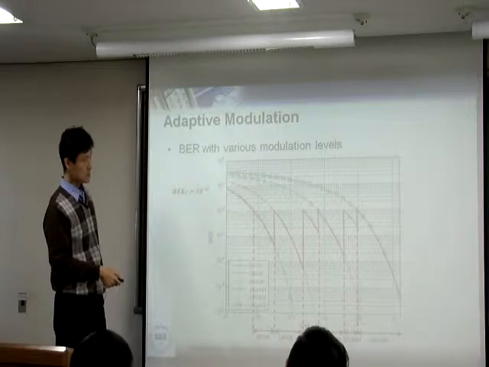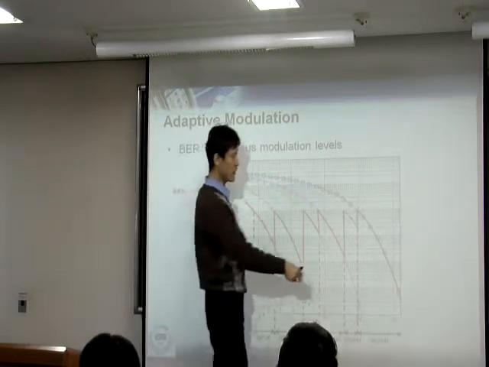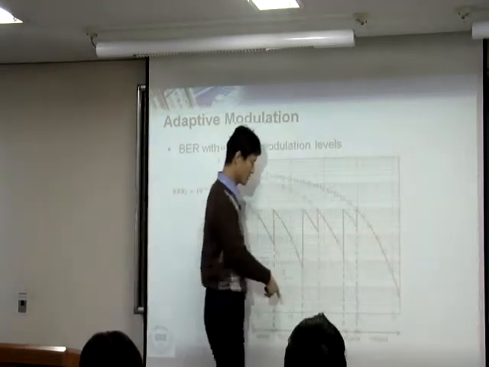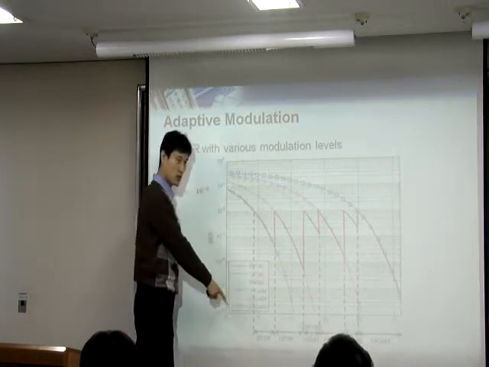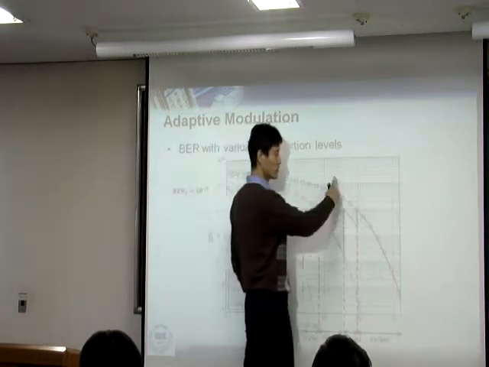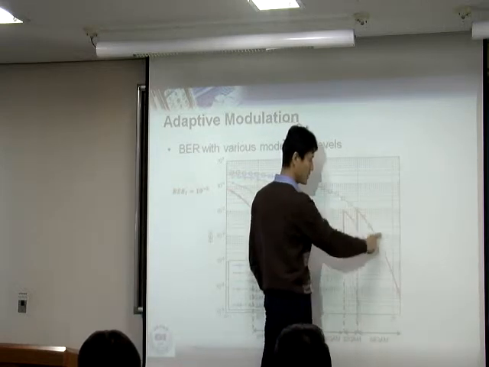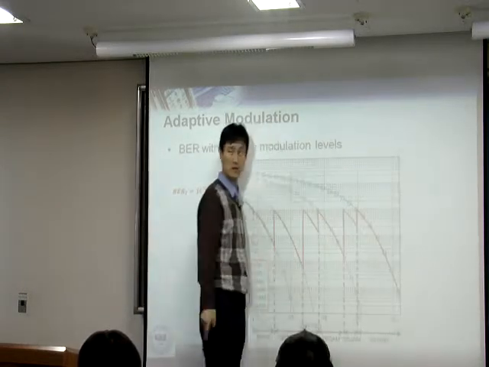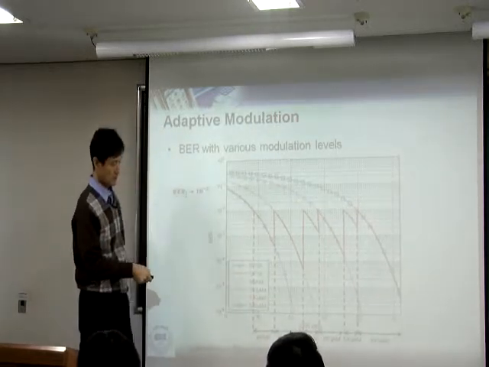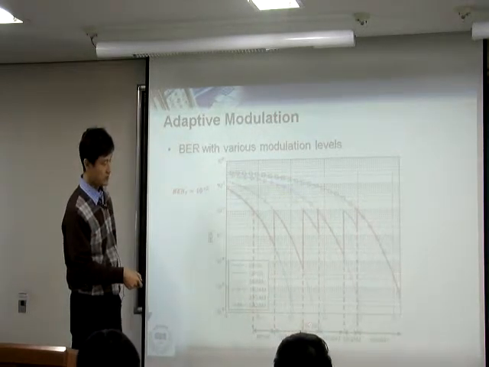And if you want, then you can have even higher modulation. I have only up to 64 QAM, but if you want, you can have even 128, 256 QAM, then there's another jump there. Okay, that's how you decide the thresholds.